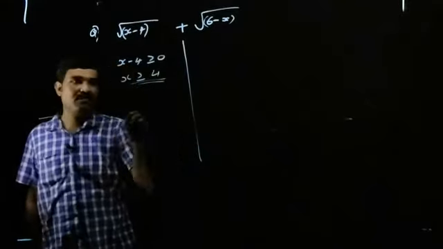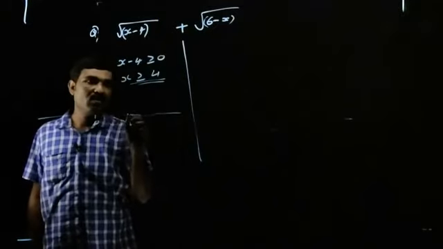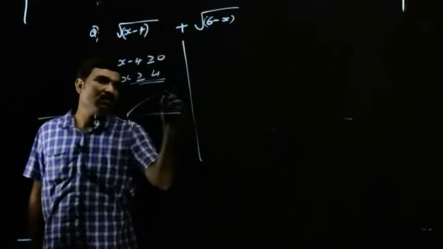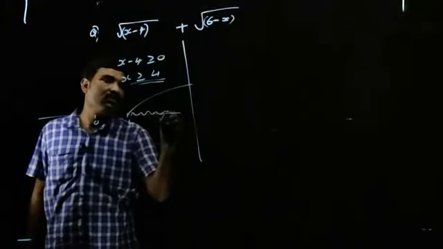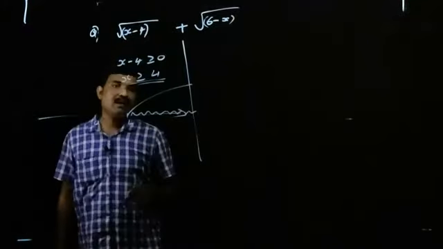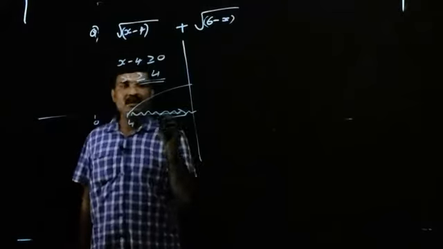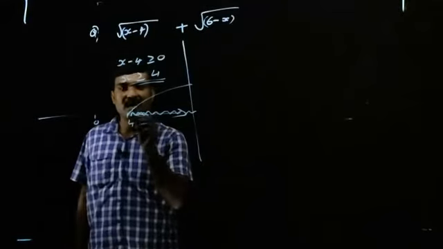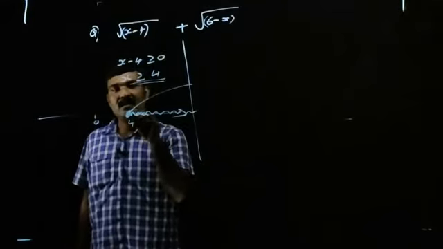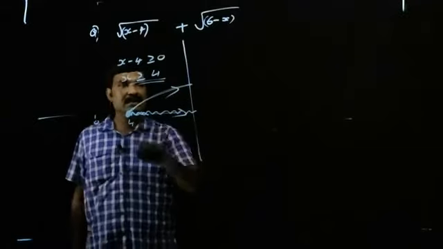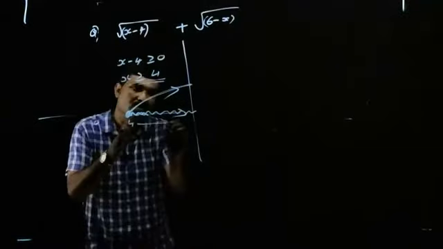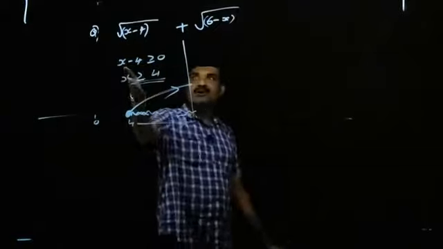On the number line, we can mark a point 0. All the values greater than or equal to 4 in this region of the number line represent the domain. I'm marking it like this, and 4 is also included, so a dark circle. So the entire region greater than 4 on the number line is the domain of this section.